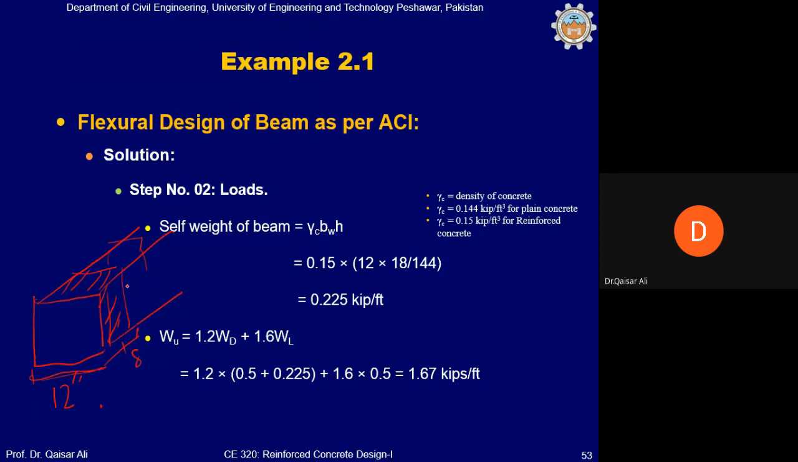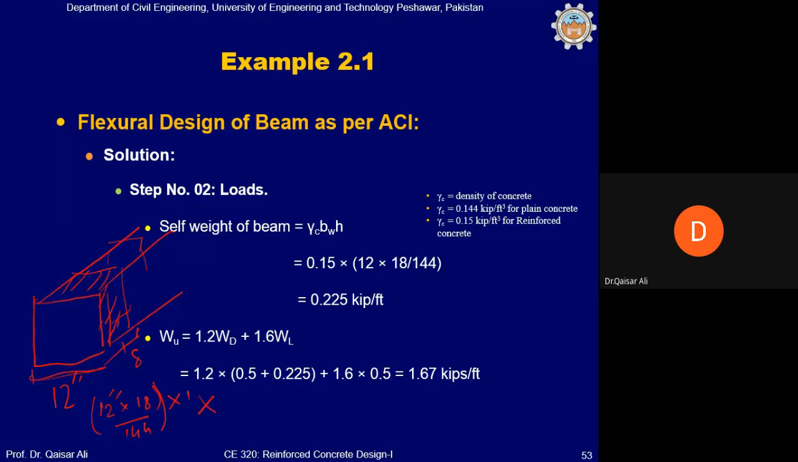So, and the width is, let's say, 1 foot. We can calculate it like this: 12 inch times 18 inch divided by 144. This converts it into feet, times 1 foot, which we generally do not write. Whether you write this or not, it doesn't make a difference in the calculation. And then multiply this by the density of concrete.